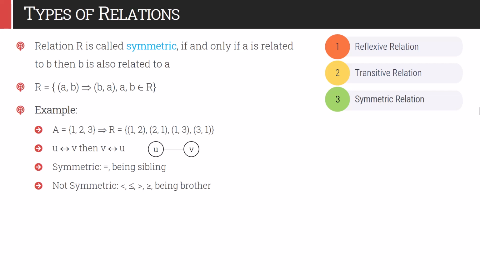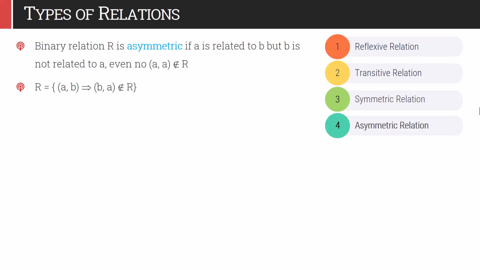In the same way, less than or equal to and greater than or equal to are all not symmetric, which we can definitely prove with the appropriate data. Asymmetric relation: a binary relation R is called asymmetric if A is related to B, but B is not related to A.